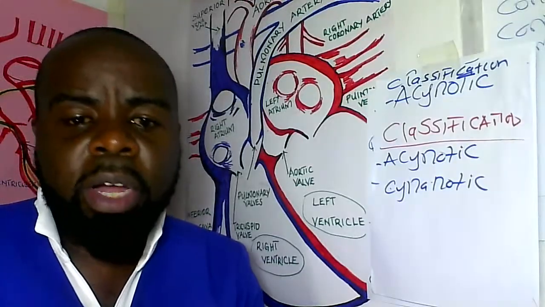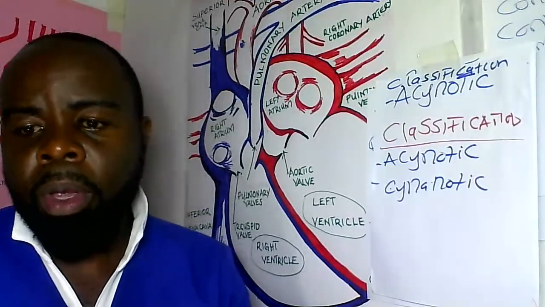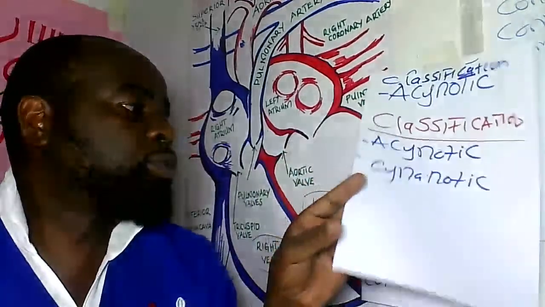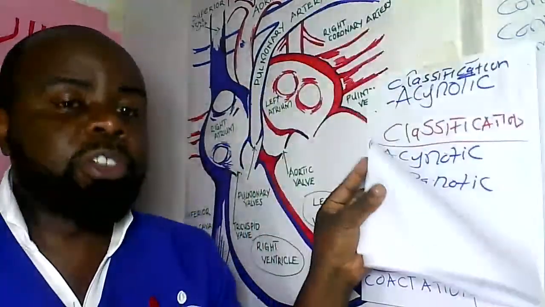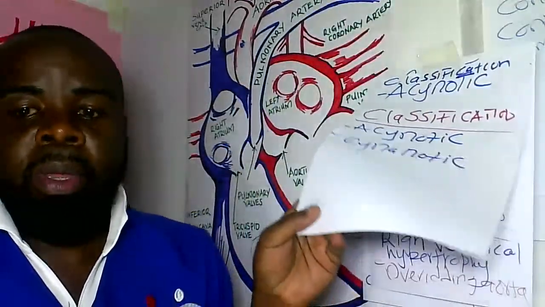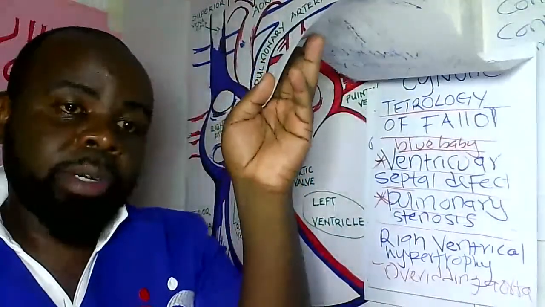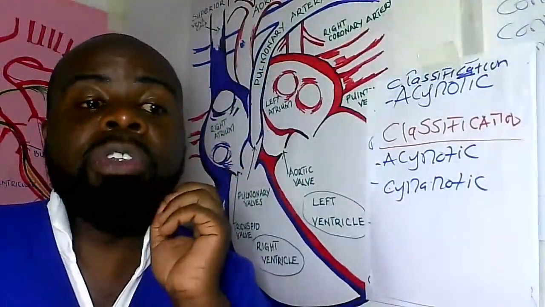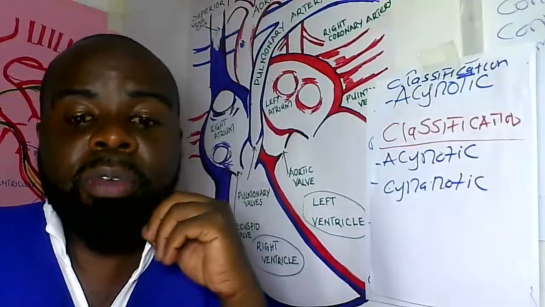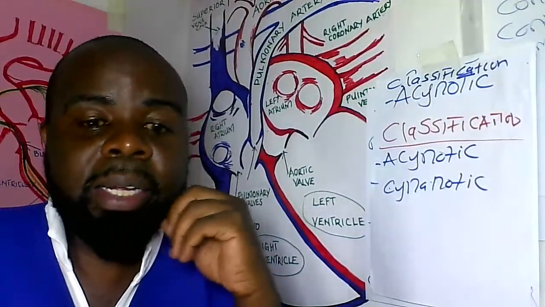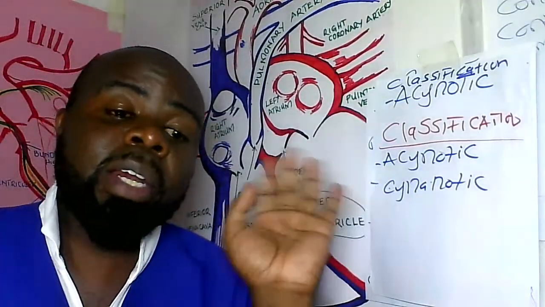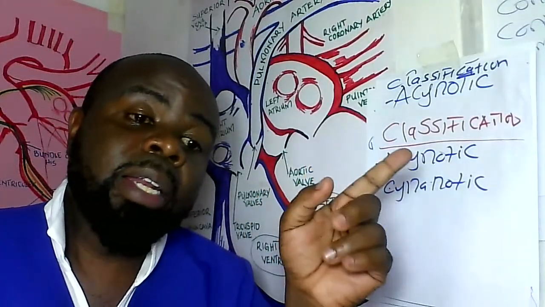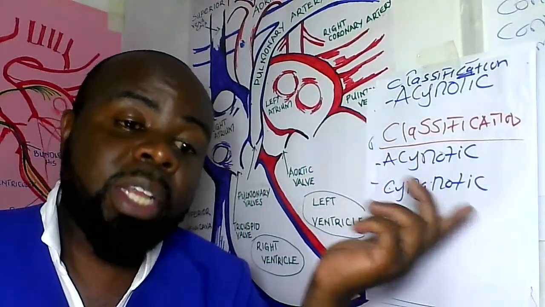So we continue and say, what is the problem when it comes to tetralogy of Fallot? This is where a person does not have enough oxygen because oxygen is mixing. Oxygenated blood is mixing with the deoxygenated blood.